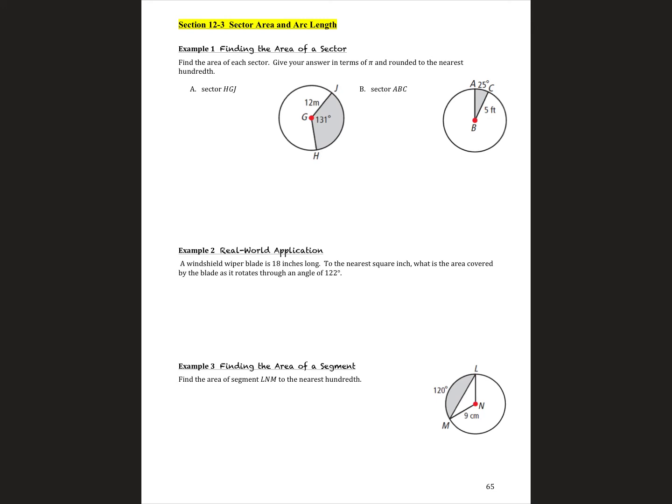You're going to need to memorize these formulas. So for 12.3, the area of a sector, it's the area of a circle, but we're only taking part of that, so that's the times m over 360. So if the radius is 12, then times the central angle, 131, over 360. And then you calculate that to get your answer.